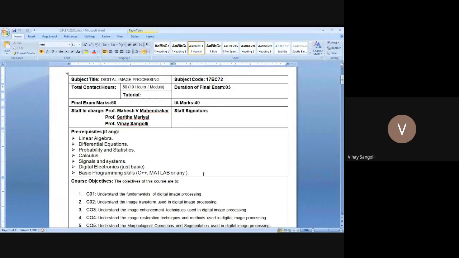You need to understand some basics of your signals and systems, like how you will be doing your sampling, how you will be doing your convolution, all those things, a bit of basics, not much required. I will give you the introduction and I will give you glimpses whenever it is required.